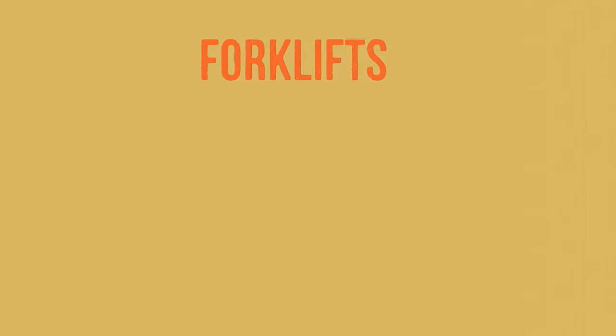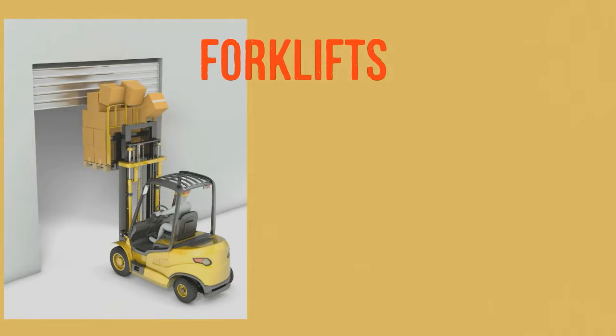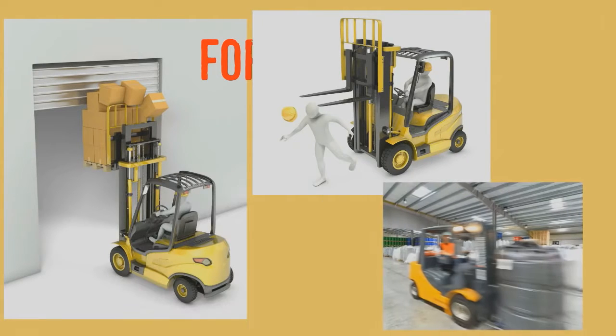Number 6 is forklift accidents. Forklift accidents can have terrible consequences. Turning or maneuvering with the load raised, not looking in the direction of travel, and going too fast are just a few accident causes. Get the right training and use it all day.